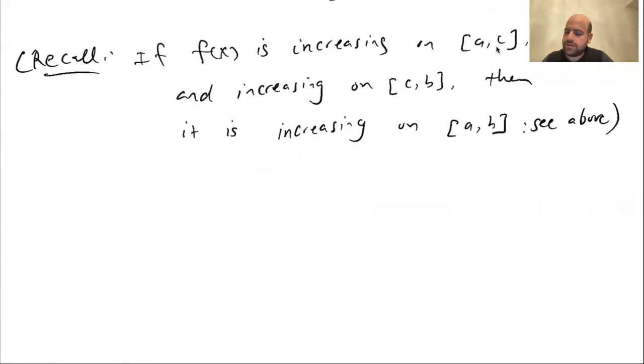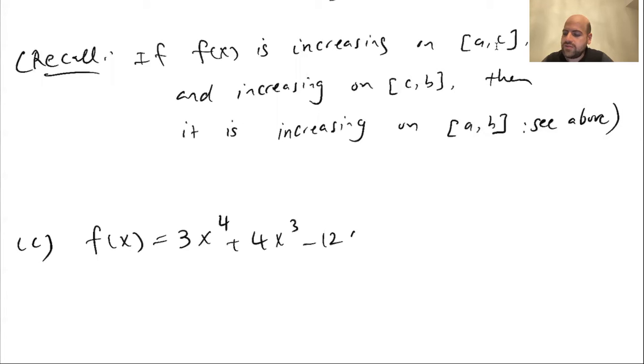Okay, so the next example, let f of x equals, or let me include it as part C of the previous example. In the previous example, we were asking to determine the intervals on which a given function is increasing and the intervals on which the given function is decreasing. Now let's say for the function given in part C, f of x equals 3x to the power 4 plus 4x cubed minus 12x squared plus 2.